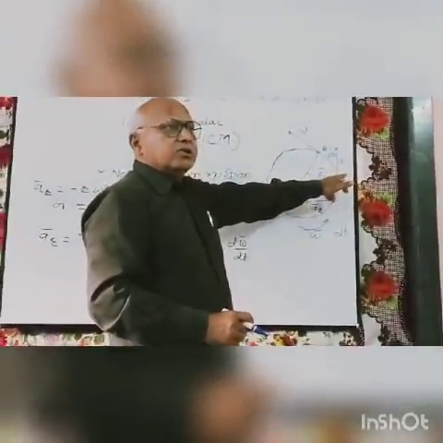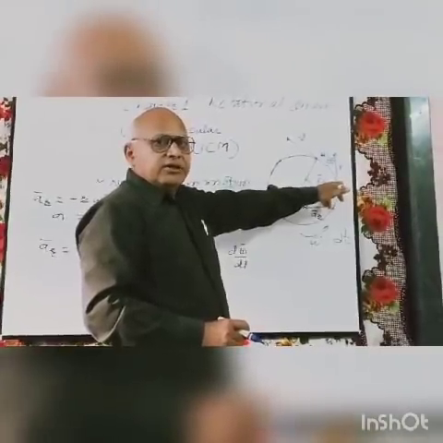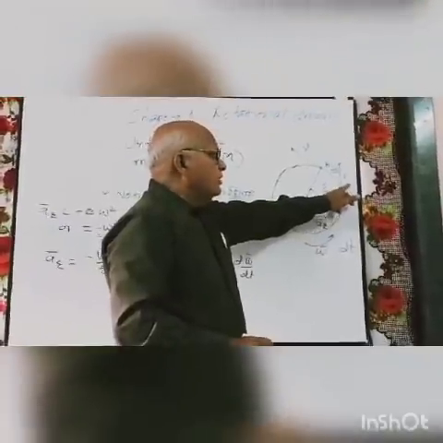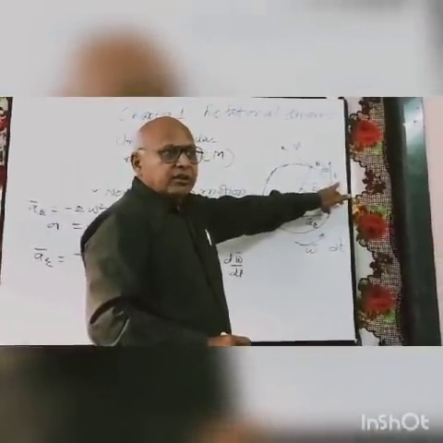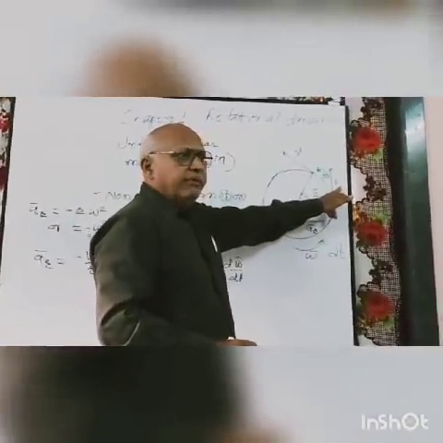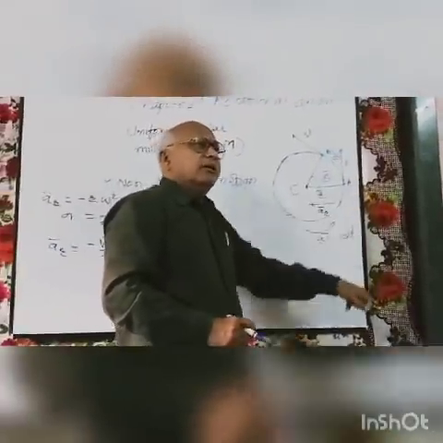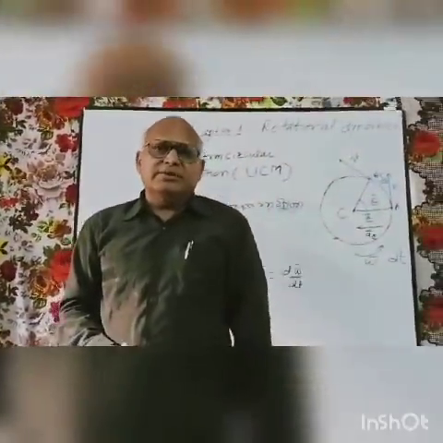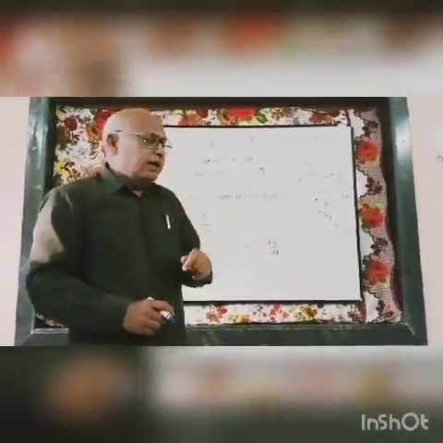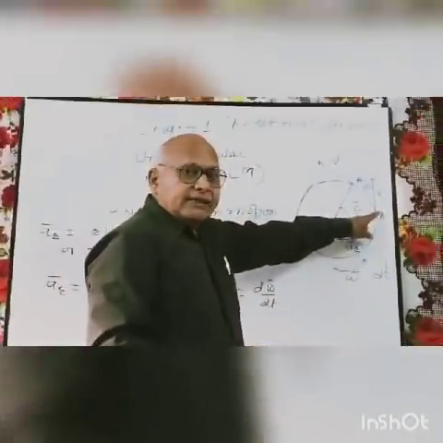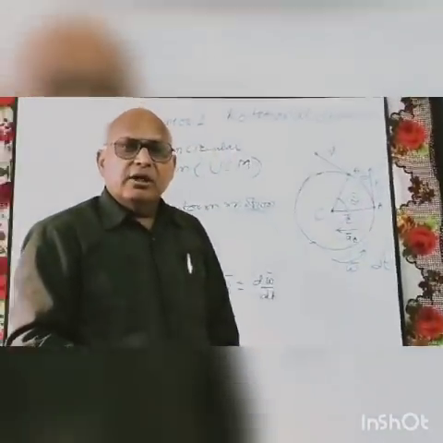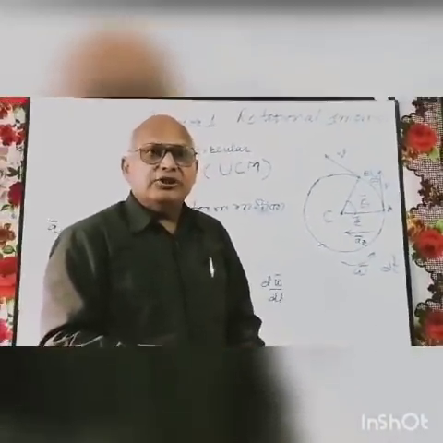The rate of change of linear velocity, that is linear acceleration, is in the direction of this velocity. It is along this velocity vector. Now this velocity vector is a tangent to the circumference of the circle. Therefore, it is called tangential velocity, and that's why the acceleration which is in the direction of this velocity is also called tangential acceleration.